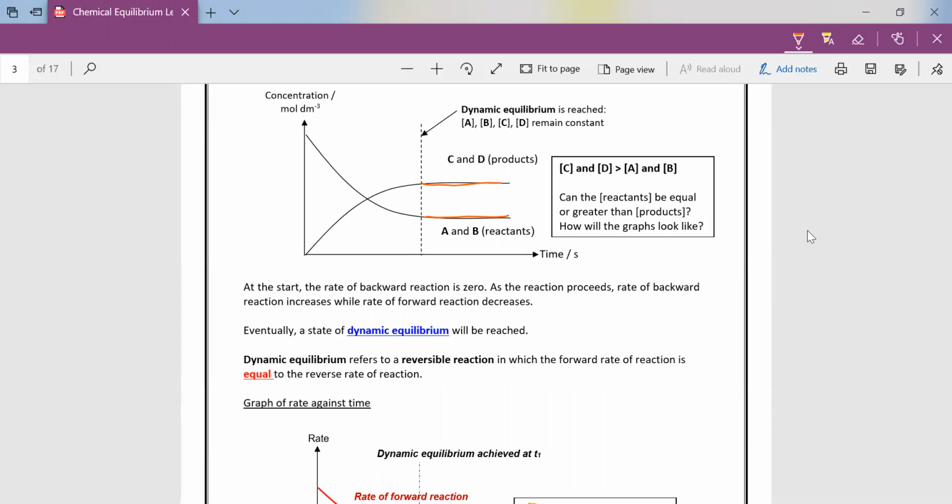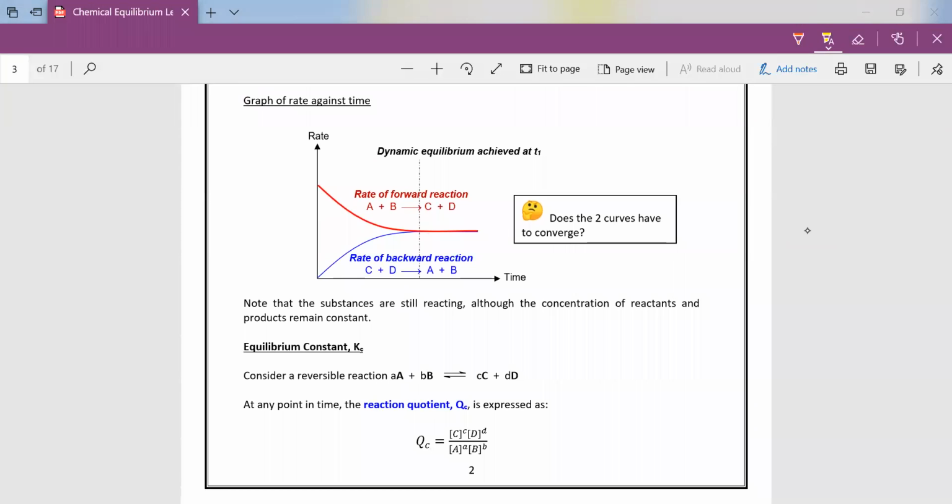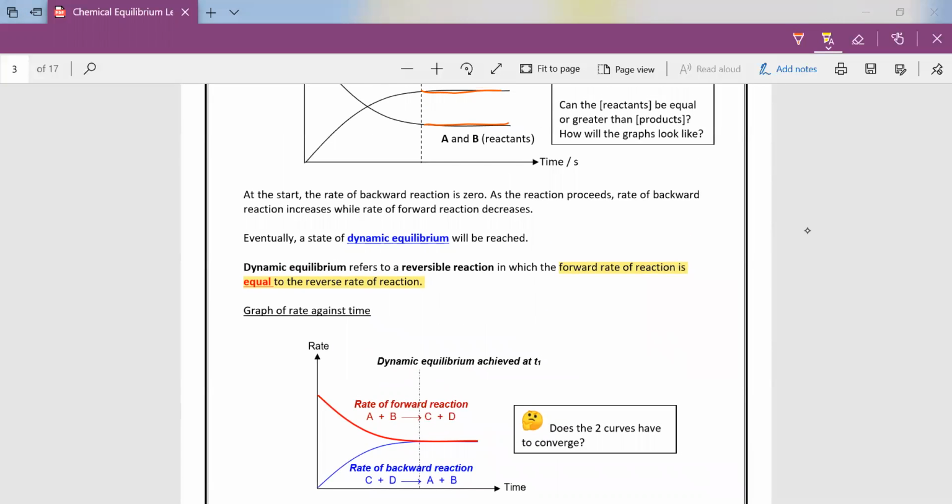This refers to a reversible reaction where the rate of the forward reaction is equal to the rate of the reverse reaction. Let's take a look at the graph of rate against time. Earlier on we were looking at the graph of concentration against time. Now we are looking at the graph of rate against time. So there's a slight difference there.